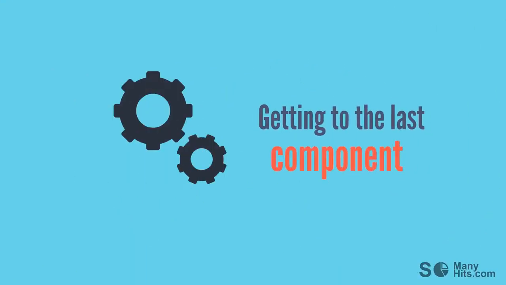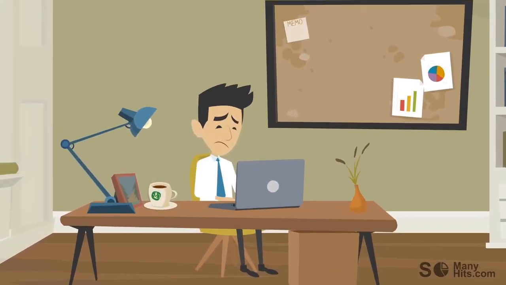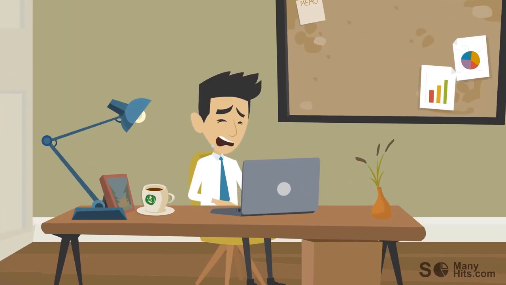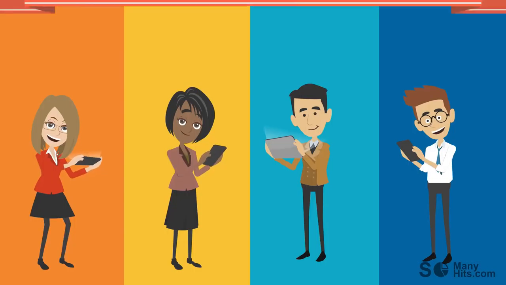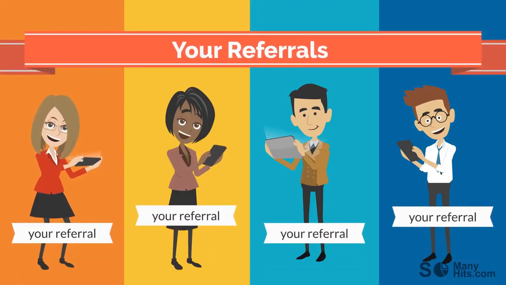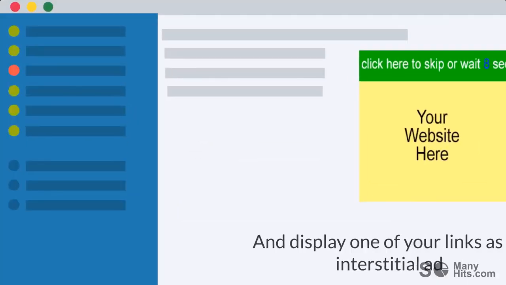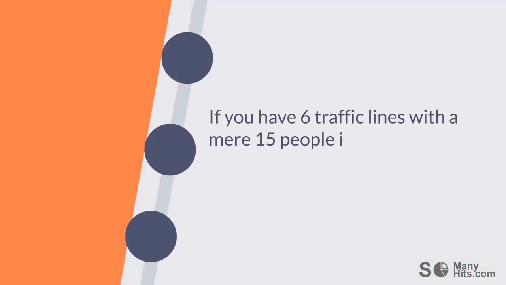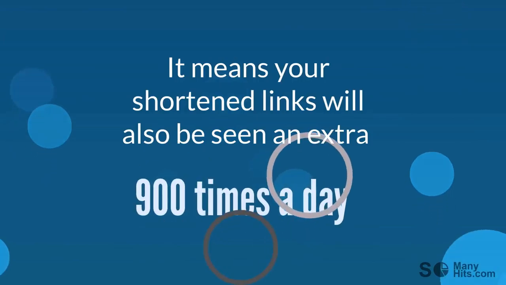Getting to the last component and the lifeblood of all online income: if you do not get traffic to your opportunity, you will never make any significant progress. Remember how we said we like to call every downline you start a traffic line? Here is why. Every time a tracking link from one of the members in your traffic lines is followed on the way to the site being tracked, we will rotate through your tracking campaigns and display one of your links as an interstitial ad. To put this into context, if you have 6 traffic lines with a mere 15 people in each, and all of their shortened links combined are only followed 10 times a day, it means your shortened links will also be seen an extra 900 times a day.